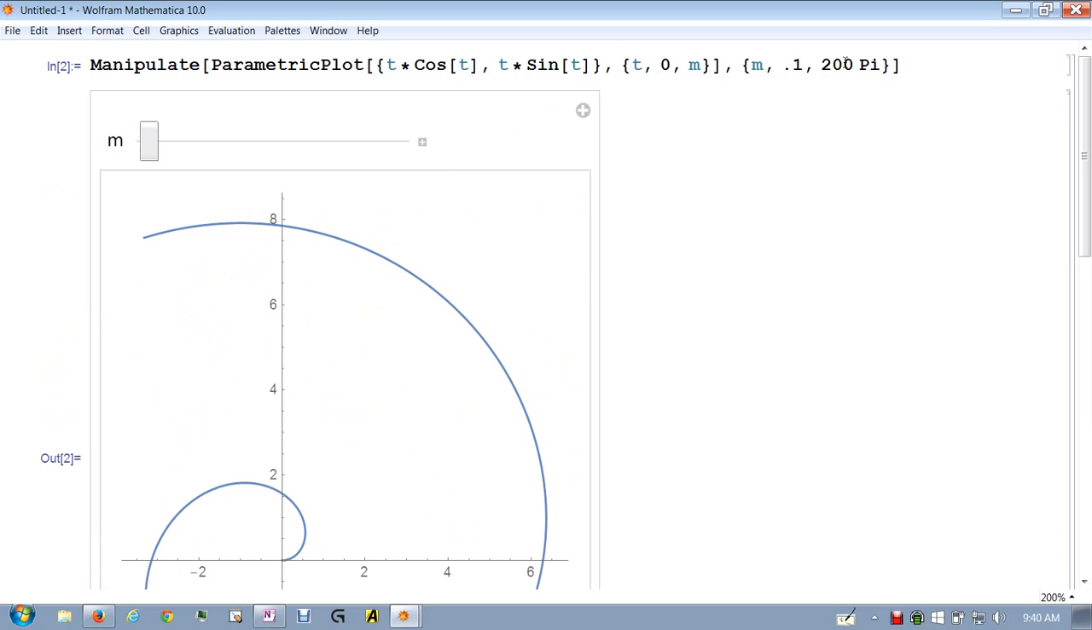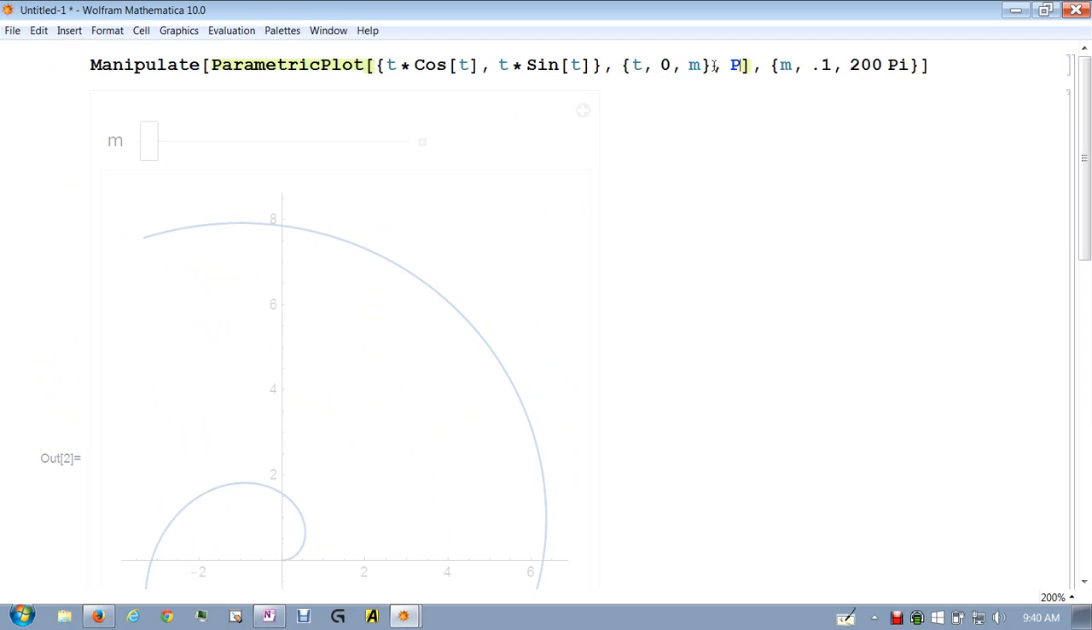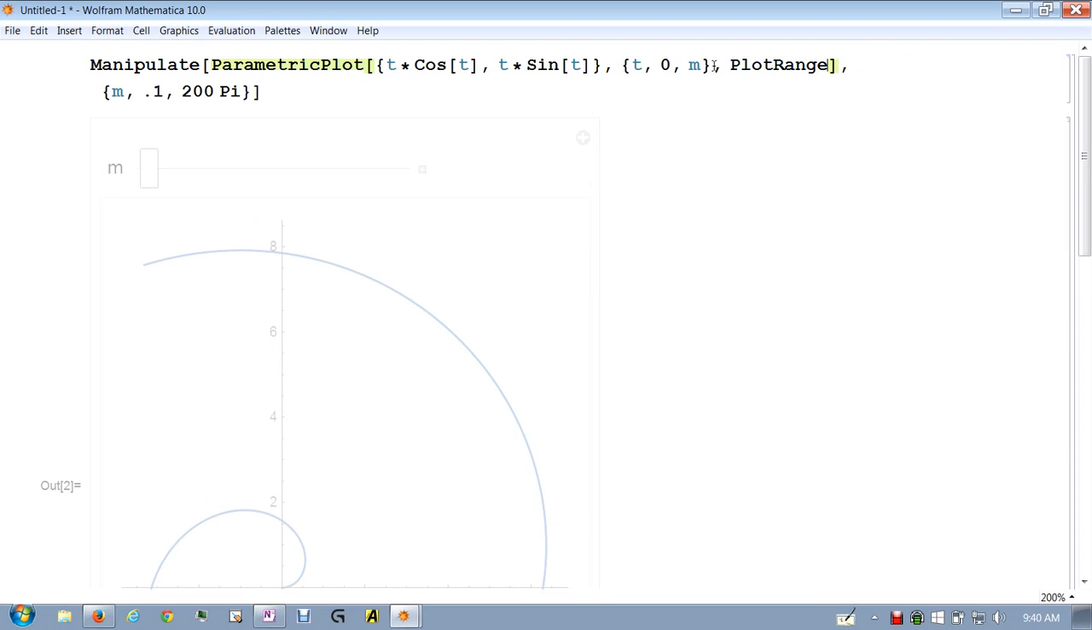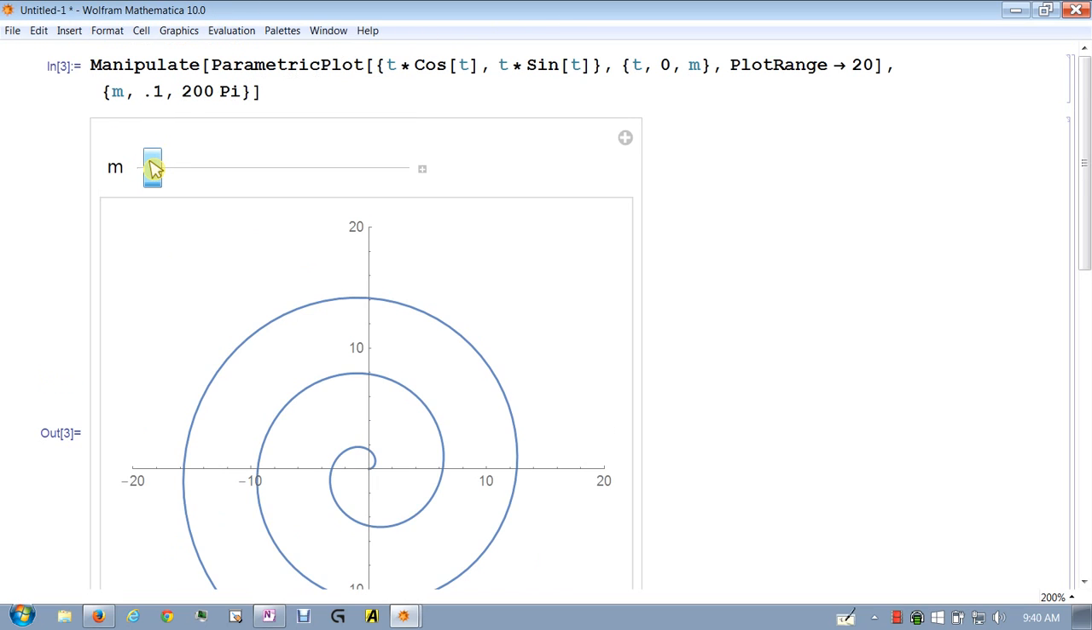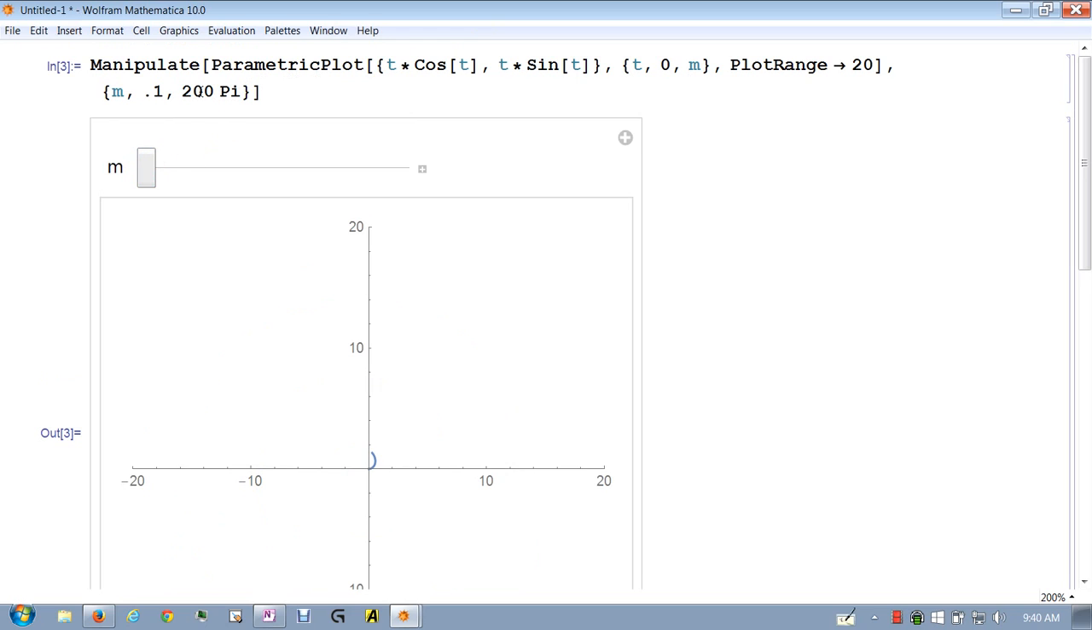One more thing. Plot range. I'm going to fix my window to be, let's say, 20. It's too much. There we go. That's what I was wanting. Something like that. See.